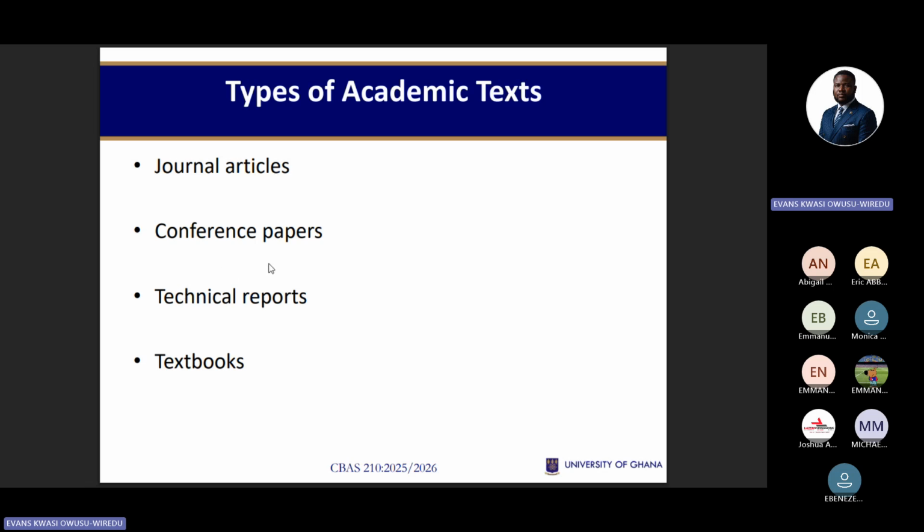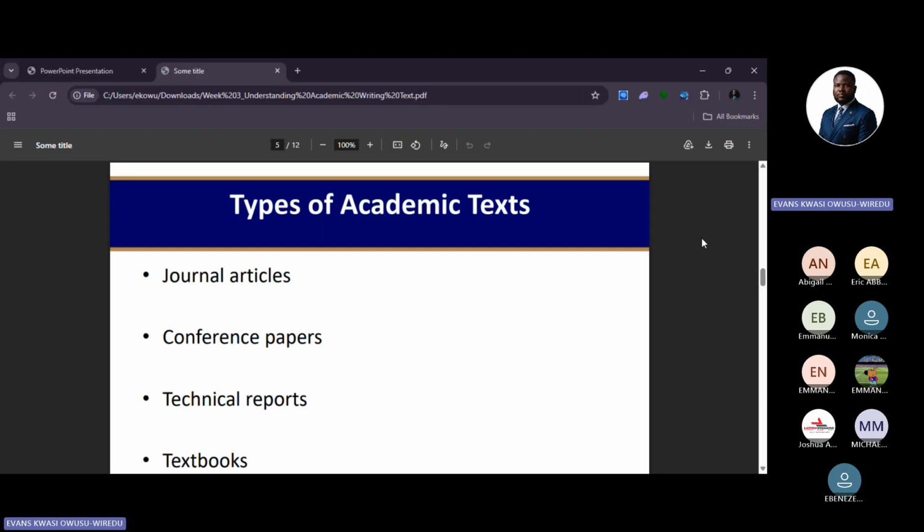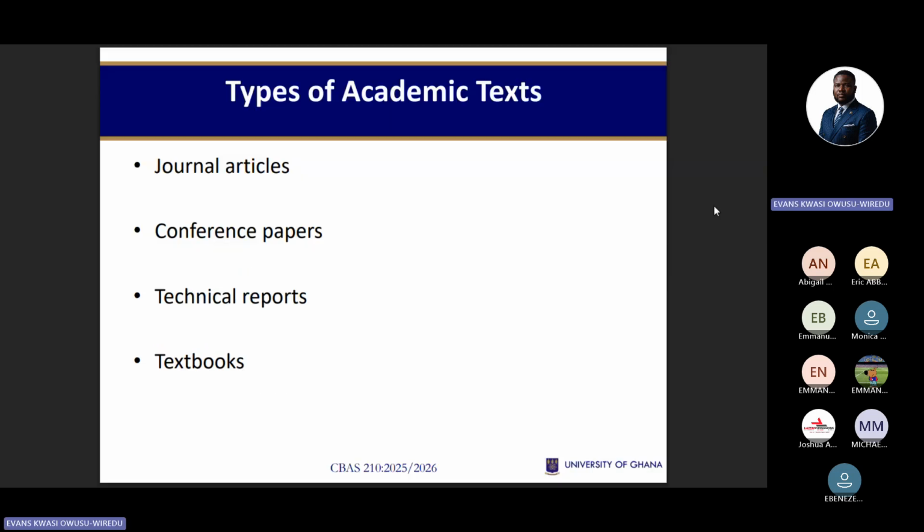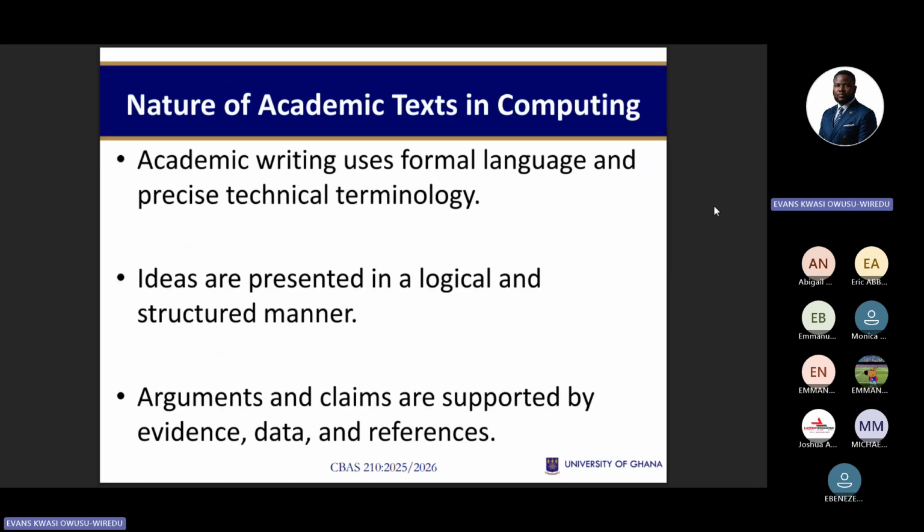documents that we use as academicians, right? And then conference papers too can also be a source of information to academicians. We've talked about the journal articles. Let's move on. Nature of academic texts. The textbooks, I believe we all know textbooks. Nature of academic texts in computing.